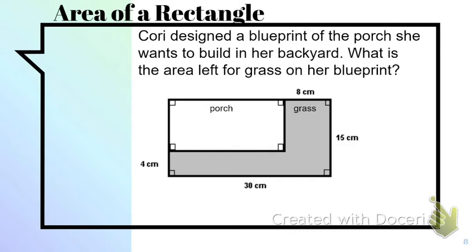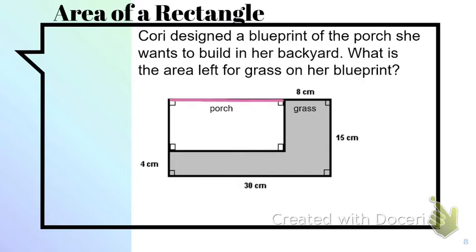So the first thing I notice here is that I'm missing some information. This is also a composite figure, but it's overlapping composite figure where you have two figures on top of each other. So hopefully you can see that we really have two rectangles we're going to be working with here. The first thing I need to figure out is the area of this porch.